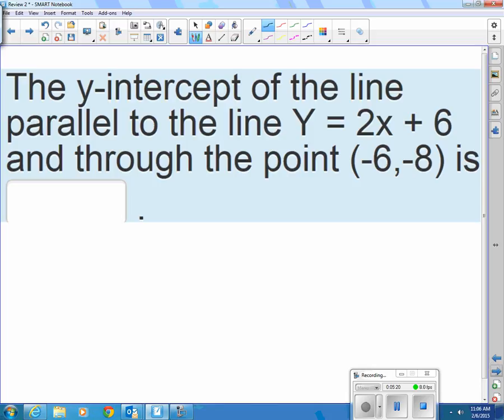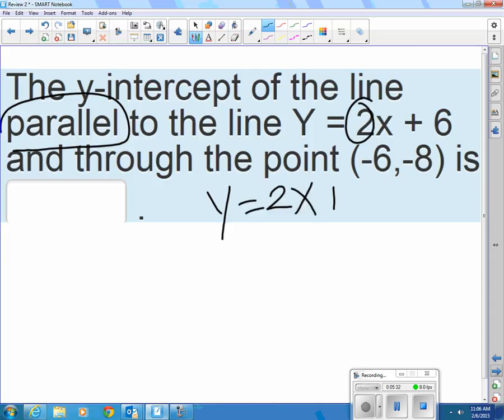The y-intercept of the line parallel to y equals 2x plus 6. Well, parallel means that it has the same slope. So we know that y equals 2x. We don't know that it crosses in the same place. We don't know that it has the same y-intercept. So let's just give it some letter for the y-intercept.